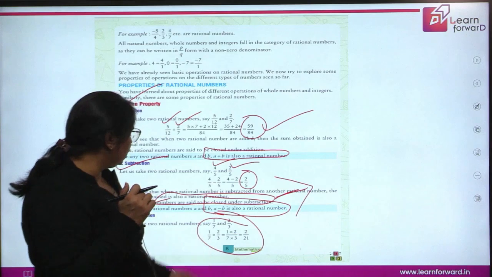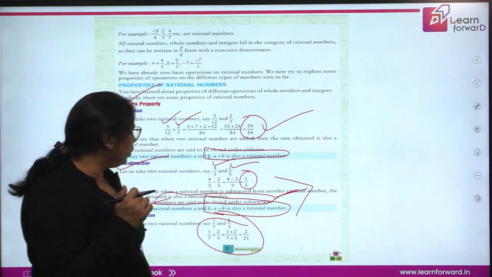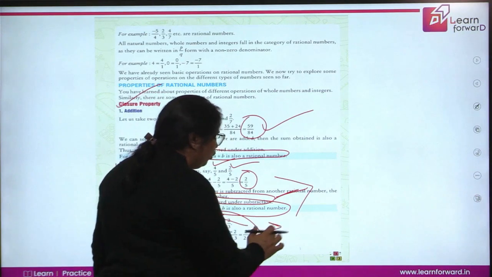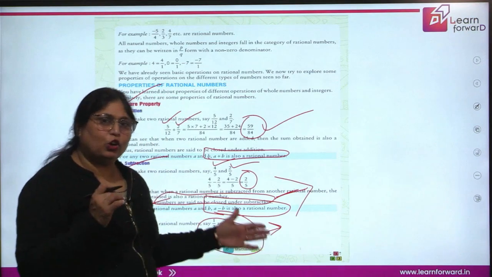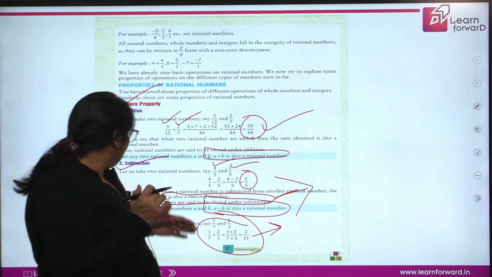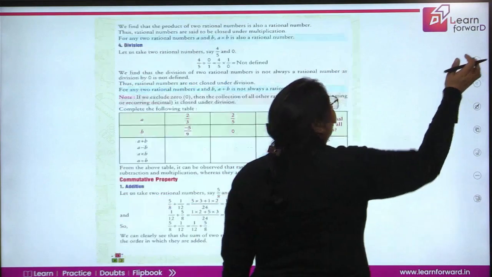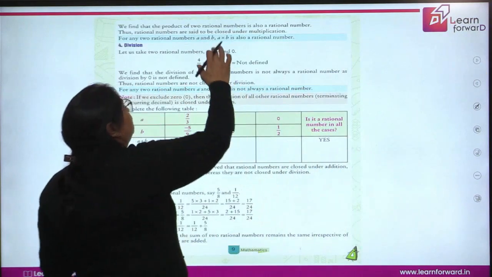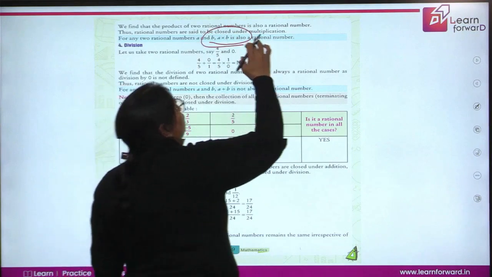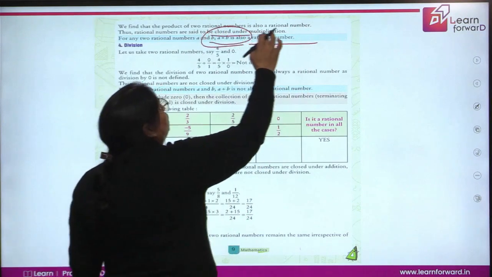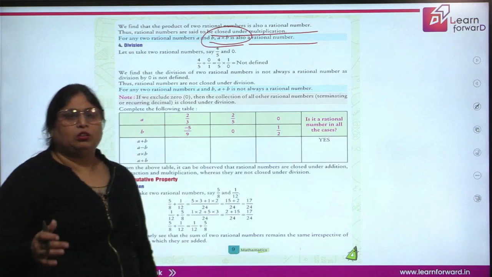Here we are taking another example, 1 upon 7 and 2 upon 3. The answer is 2 upon 21. It is also a rational number, so the closure property holds good for multiplication of rational numbers also. Next, A into B is also a rational number, so rational numbers are closed under multiplication.